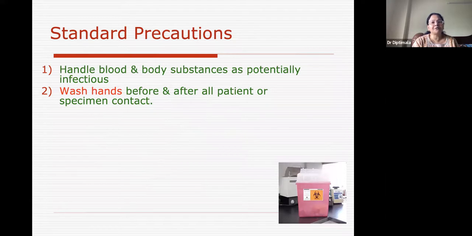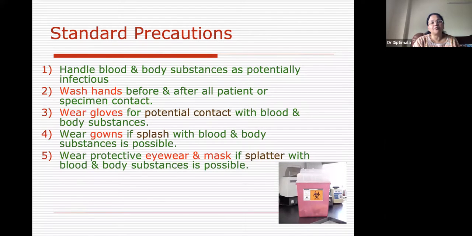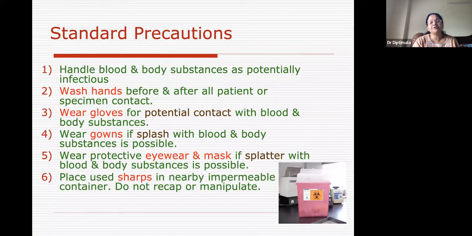Handle blood and body substances as potentially infectious. Wash hands before and after all patient or specimen contact. Wear gloves for potential contact with blood and body substances. Wear gowns if splash with blood and body substances is possible or is expected. Wear protective eyewear and mask if splatter with blood and body substances is expected. Please use sharps in a nearby impermeable container. Do not recap or manipulate.